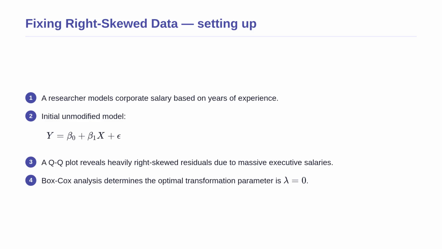After fitting this initial model, a QQ plot reveals that the residuals are heavily right-skewed. This means a few executives with massive salaries are stretching the error distribution, making our p-values untrustworthy. To fix this, the researcher runs a Box-Cox analysis, and the software determines that the optimal transformation parameter, lambda, is exactly 0. We now need to apply this specific transformation to fix our model.